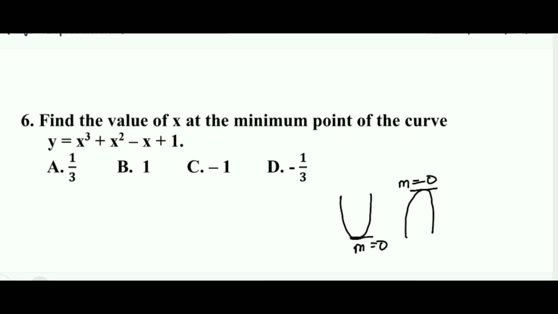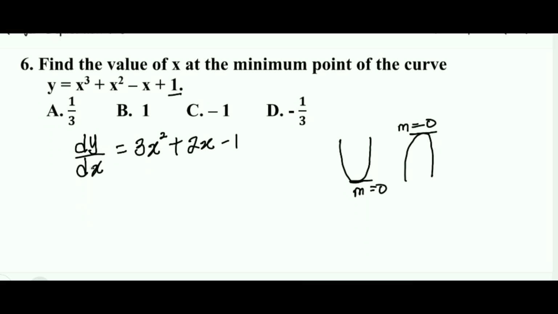So the first thing to do here to identify the value of x is to find the gradient function, so the rate of change in y with respect to the rate of change in x. So we differentiate each of these. This is 3x squared plus 2x minus 1. When you differentiate a constant value, you get 0. I'm going to set my gradient function to 0 because at the turning point, the gradient is 0.